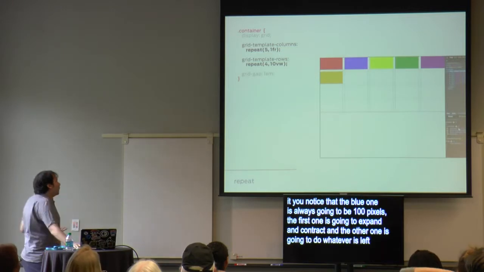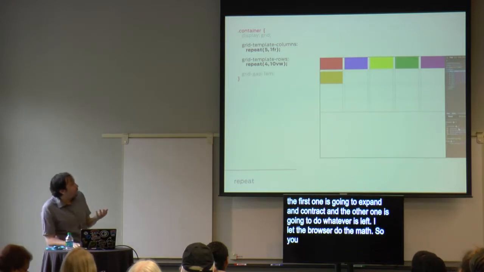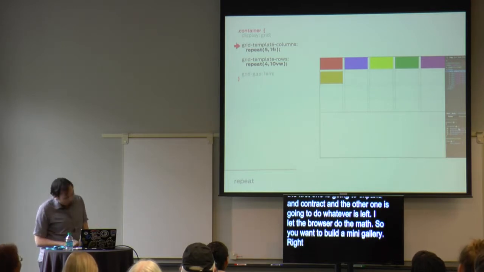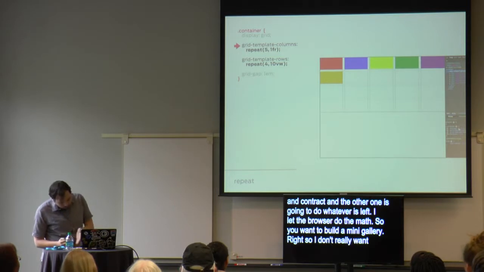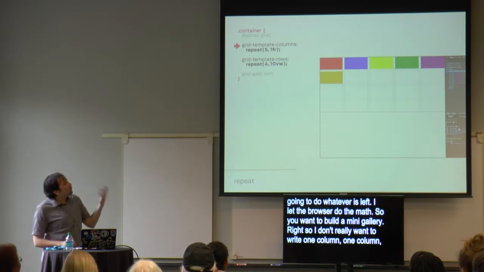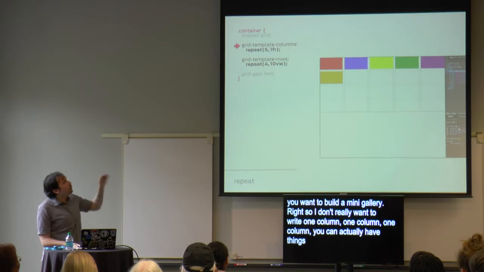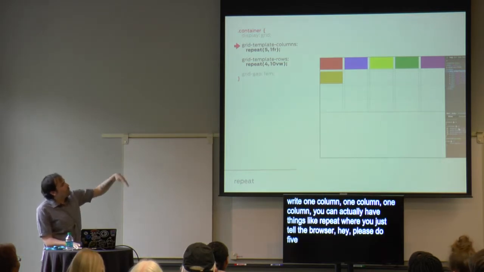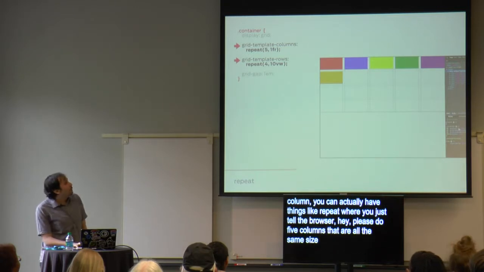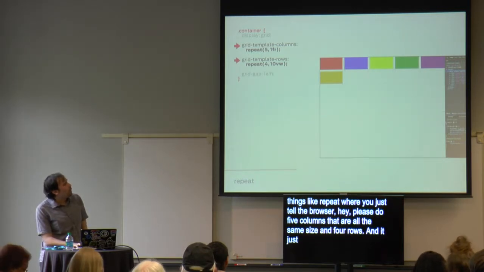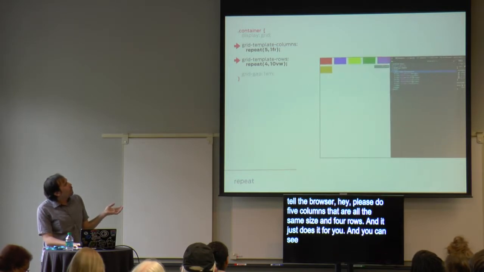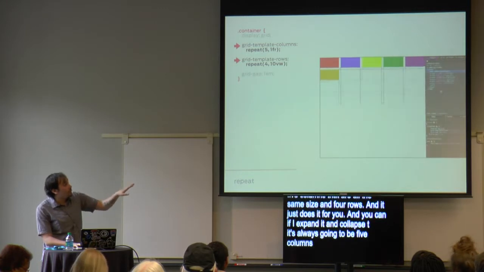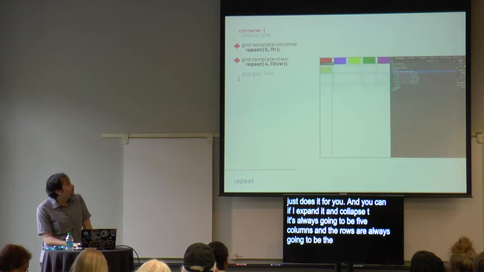So you want to build a mini gallery. You're seeing that you have rows and columns, so that makes sense to do it with grid. I don't really want to write one column, one column, one column, one column, one column. You can actually use repeat, where you just tell the browser, hey, please do five columns that are all the same size and four rows that are all 10vw, 10 times the viewport width. And it just does it for you. And if I expand it and collapse it, it's always going to be five columns, and the rows are always going to be the same. They're there. It's white space, it's empty, but the browser knows that they're there.